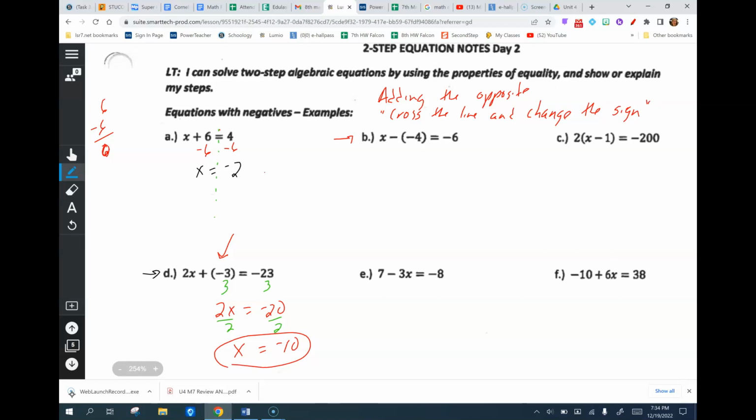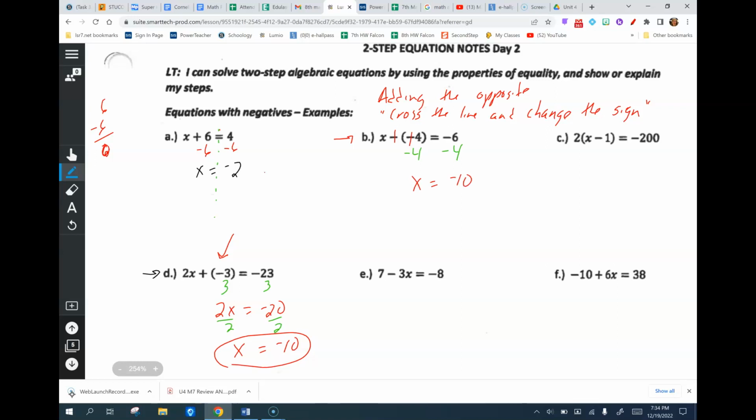So what that means is when I have a subtraction sign, I'm going to cross that line and change the sign of what follows it. Because now I have x plus 4. I know what to do with that. I need to get rid of a positive 4, so I'm going to subtract 4 from both sides. Therefore, I get x is equal, and a negative plus a negative, my sign stays the same, and I add. If my signs are the same, I add, and my signs stay the same. So I get x equals negative 10.